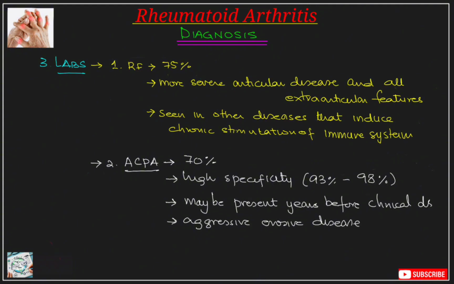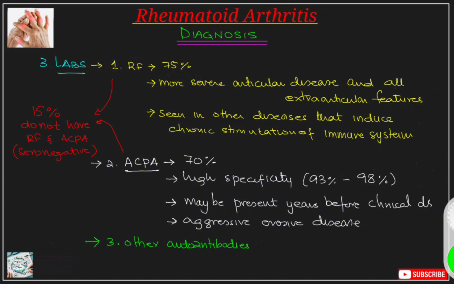But here is an important caveat: about 15% of the patients with rheumatoid arthritis test negative for both the RF factor and the ACPA. This condition is known as the seronegative rheumatoid arthritis. And while these patients still meet clinical criteria for rheumatoid arthritis, they tend to have a slightly different disease course, sometimes with less extra-articular manifestations. Besides the rheumatoid factor and the ACPA, other autoantibodies are occasionally seen in rheumatoid arthritis, including the anti-nuclear antibodies and the anti-neutrophil cytoplasmic antibodies, particularly the perinuclear type.